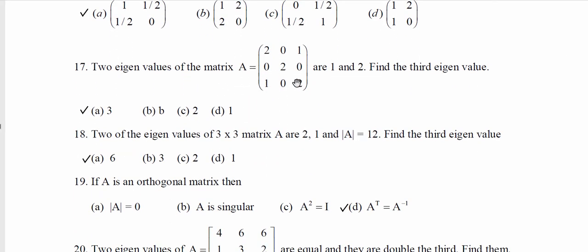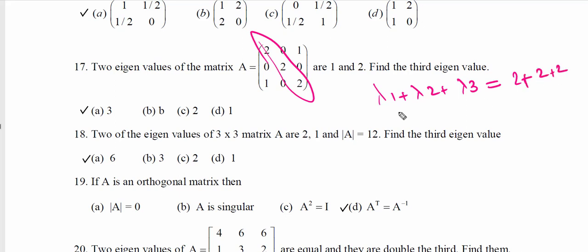Next one, two eigenvalues of a matrix are 1 and 2. Find the third eigenvalue. It is very simple. The sum of eigenvalues, lambda 1 plus lambda 2 plus lambda 3, equals the trace of this matrix, 2 plus 2 plus 2. So lambda 1 value is 1, lambda 2 value is 2. We have to find the third eigenvalue only. Here the trace is 6, so lambda 3 is equal to 3.